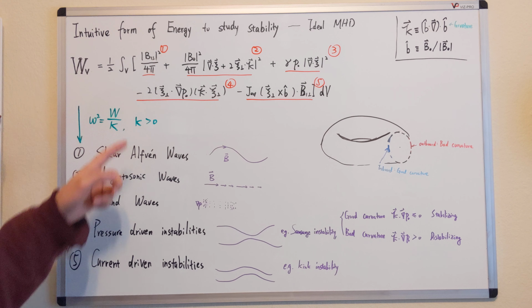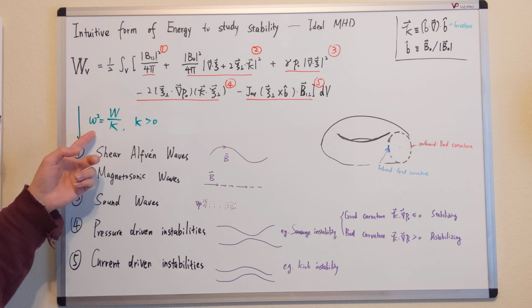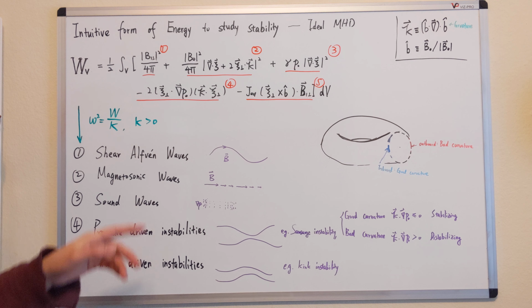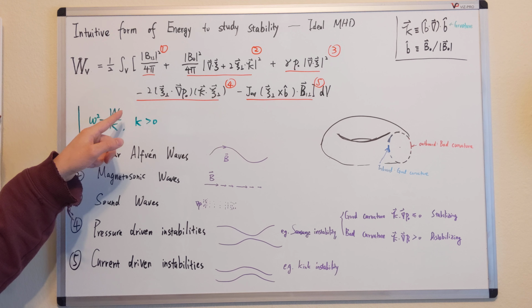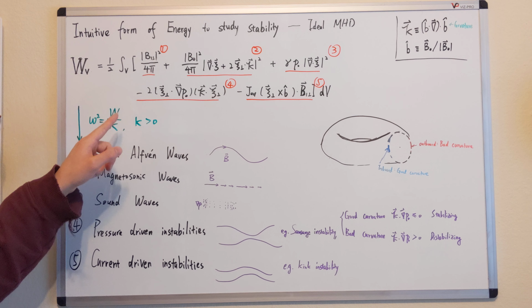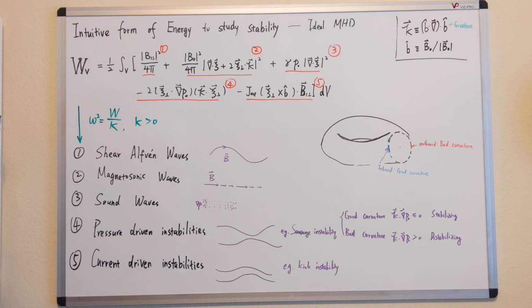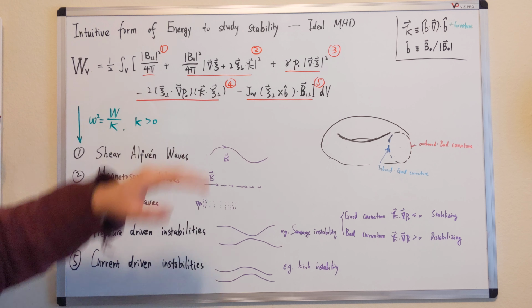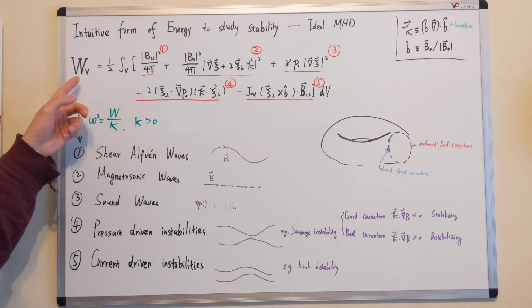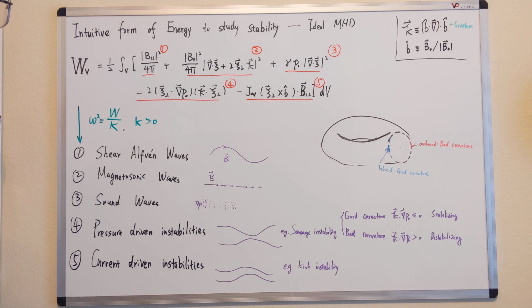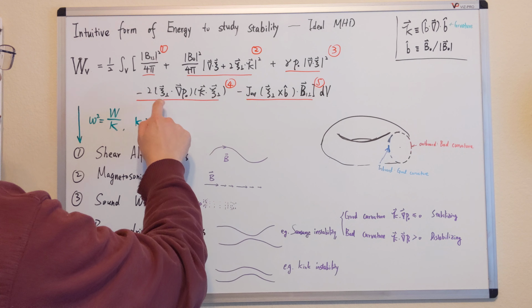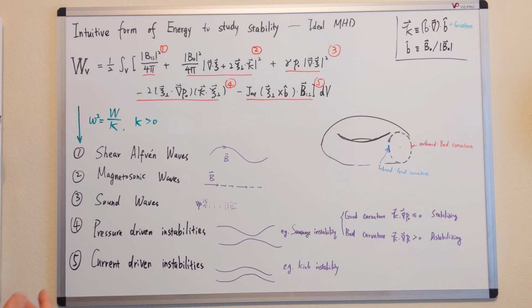So if W is greater than 0, then omega will be a real number. Otherwise, it will be a positive or negative imaginary number. So when omega is real, then it's stable. Sorry, if W is positive, then it's stable. Otherwise, it's unstable. So in other words, if any term is positive, it's stabilizing, and if any term is negative, then it's destabilizing. So those 3 terms are stabilizing, since they're always positive, and those 2 terms depend on the sign of it. So they could be destabilizing.